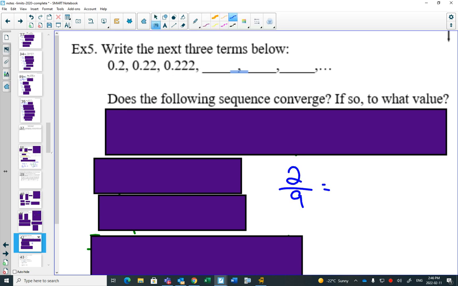And 2/9 as a decimal is 0.2 repeating. Does it make sense? If you went on infinitely, you just keep getting more and more 2's. So in this example, just looking at the next 3 terms, well, you could put 0.2222 and 0.22222 and then 0.222222.